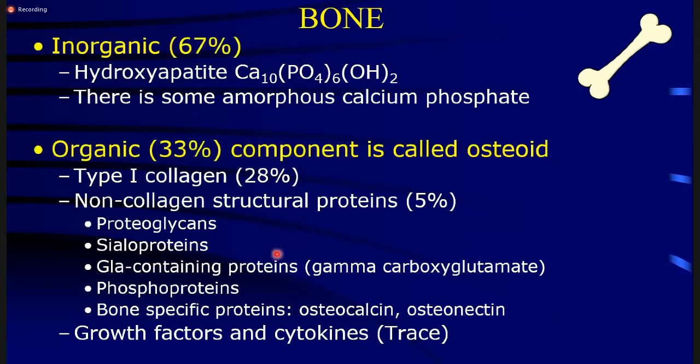It contains non-collagen structural proteins like proteoglycans, glycoproteins, glutamic acid containing proteins, phosphoproteins, and bone specific proteins, specifically osteocalcin and osteonectin. And then we have growth factors and cytokines as well. Some trace amounts of these growth factors and cytokines are also present in the bone. So these are the major components of a bone tissue.